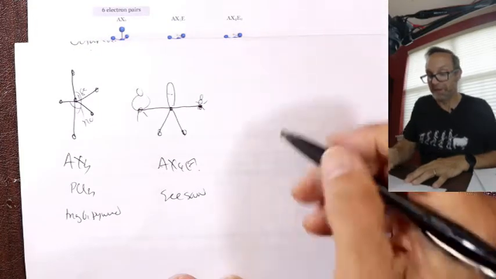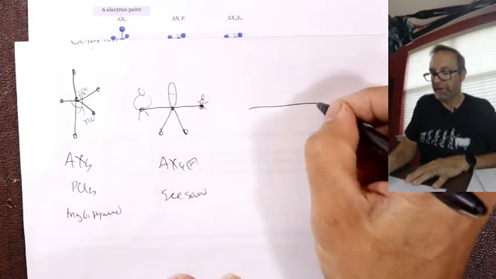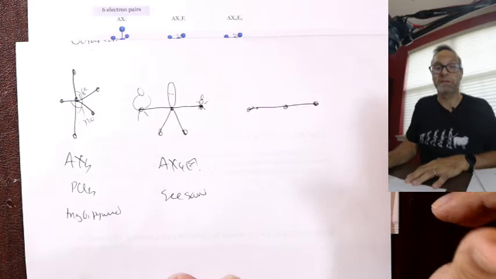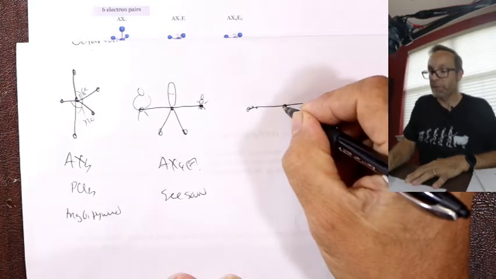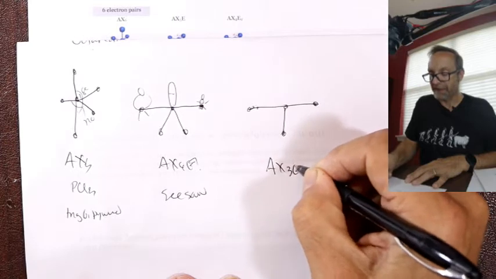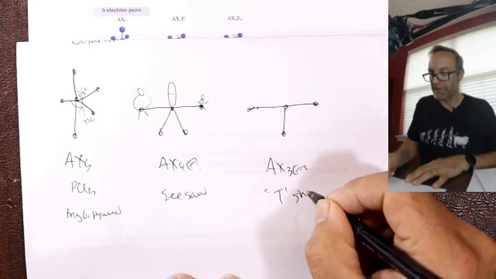I'm about to run out of time, but I think I'm going to make it. If I take one more out, oh, literally a minute left, right? If I take one more out, it's an AX3E2. That's a T shape, okay?